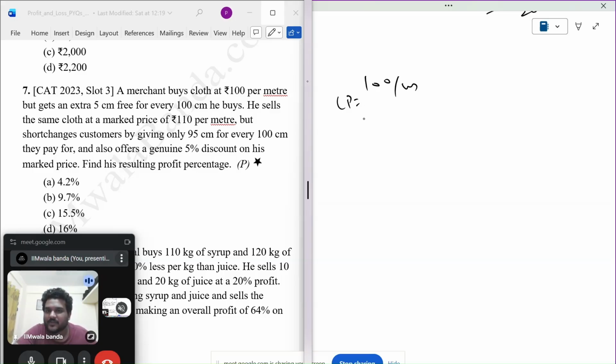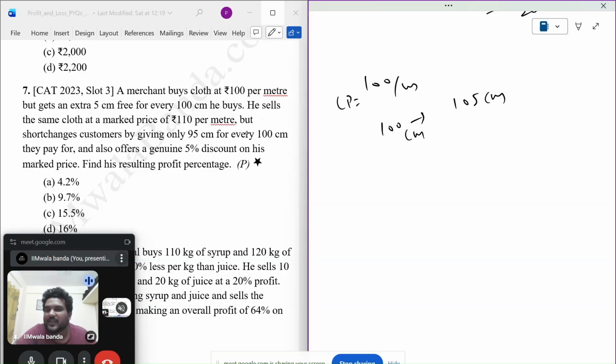If it is 100 rupees per meter, and they get an extra 5 centimeters free for every 100 centimeters that they buy, what is happening is that when they buy 100 centimeters, they actually are buying 105 centimeters, and they're paid only for 100 centimeters. So their cost price is actually decreased. So if he's saying that he bought the cloth for 100 rupees per meter, actually this is less than 100 rupees per meter because you got extra.